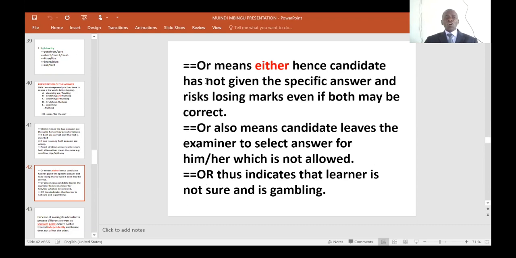Now, the word or, as I've said earlier, means either. So you risk losing marks because you have left the examiner to choose for you. And this is penalized. It is not allowed that you put your answer in a manner that the examiner puts for you. Or indicates that the learner is not sure, and I think I've said that. Avoid incomplete answers.